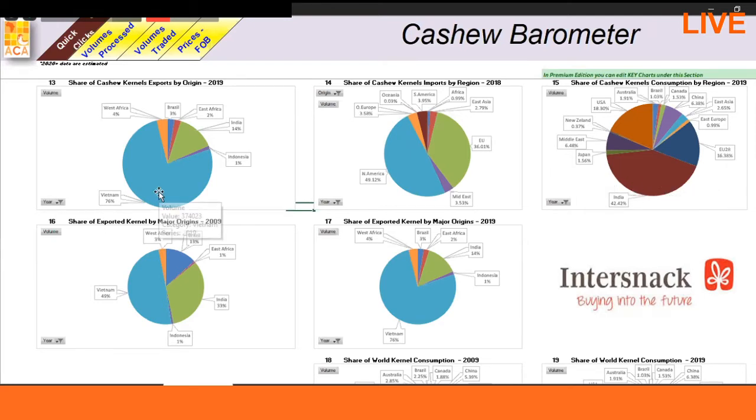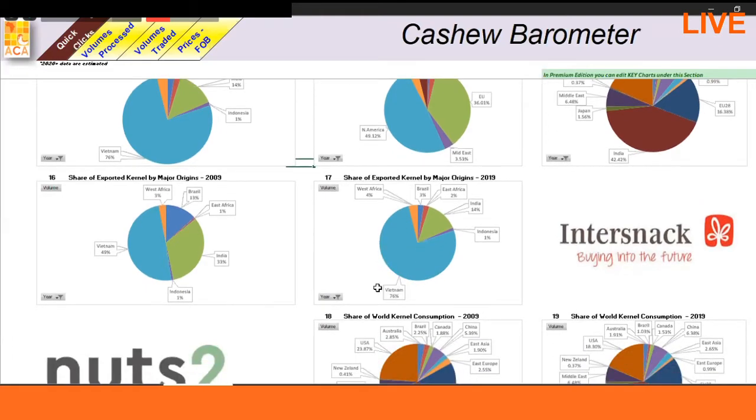So you have Vietnam, the largest exporter of kernels, but the largest consumer is India. They have also their own internal processing, and that's why when it comes to import, we have North Africa being the highest importer, and yet India the highest consumer. Again, we have information on the share of the exported kernel by the major origins. They are, as I said, different perspectives of representing the information here.